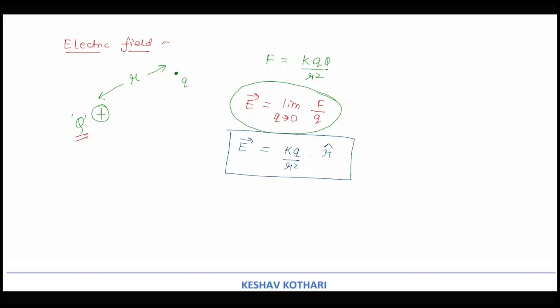Now from here I can say that if a point charge is placed in an electric field, it is going to experience a force which is given by F equal to qE vector. So if a point charge q is placed in front of a charge system which is producing an electric field E vector, then the force experienced by this small charge q is given by F equals qE vector.